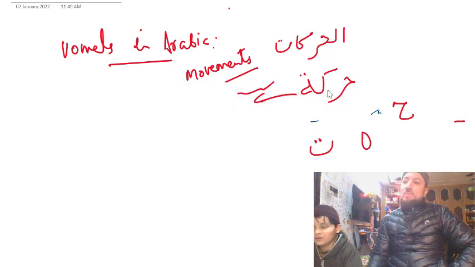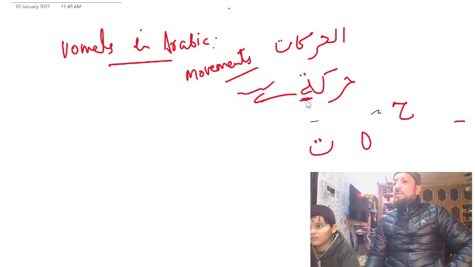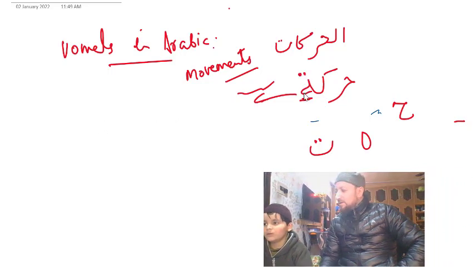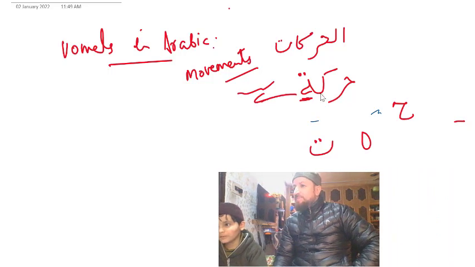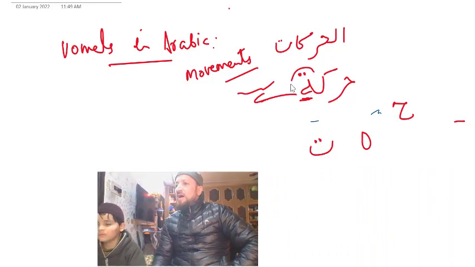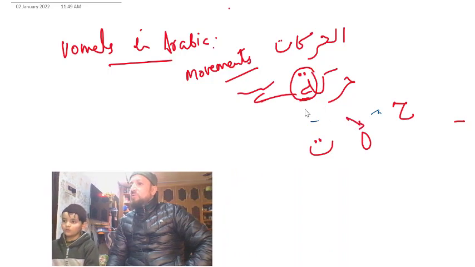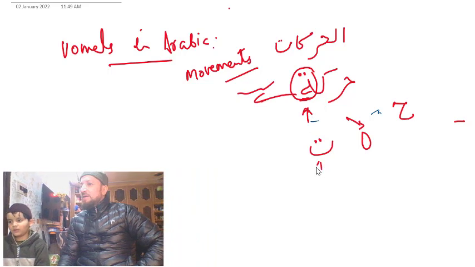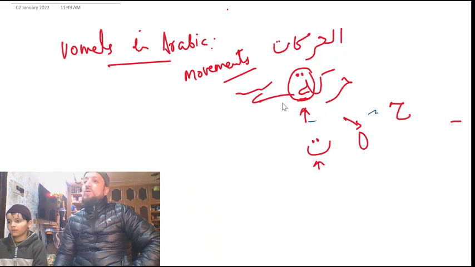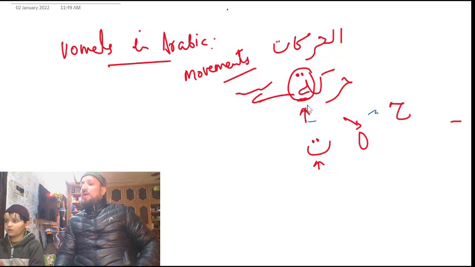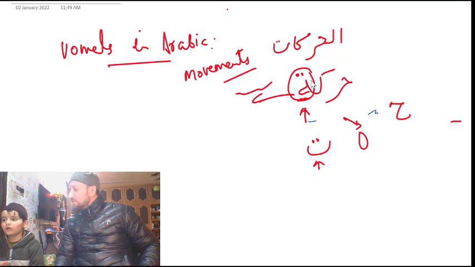So what is it called? Ta marbuta. It is like a ha, but it becomes ha only if you stop there. Because we are stopping, we say harakah. It becomes ha because we stopped. If we do not stop, then this will become ta, as in harakatul, if something comes after it. And what is it called? Ta marbuta.